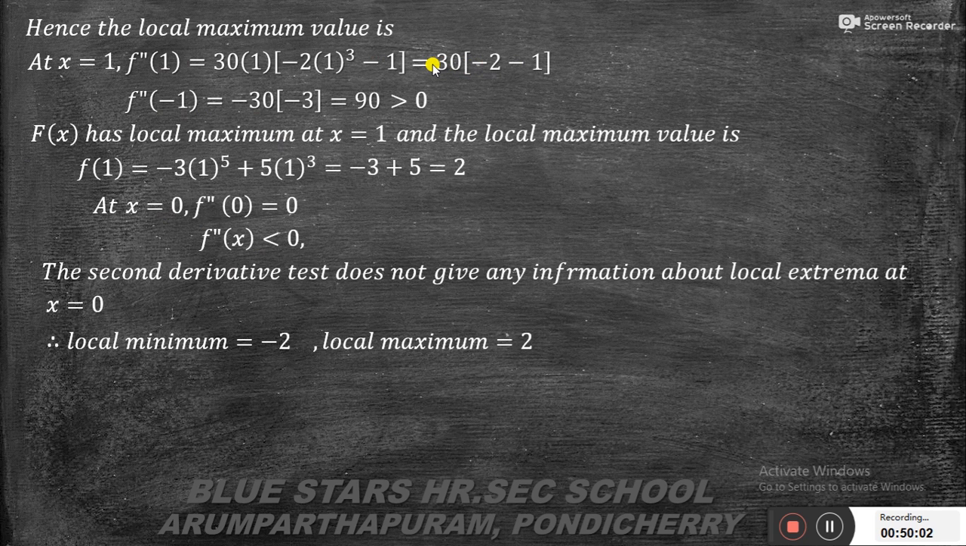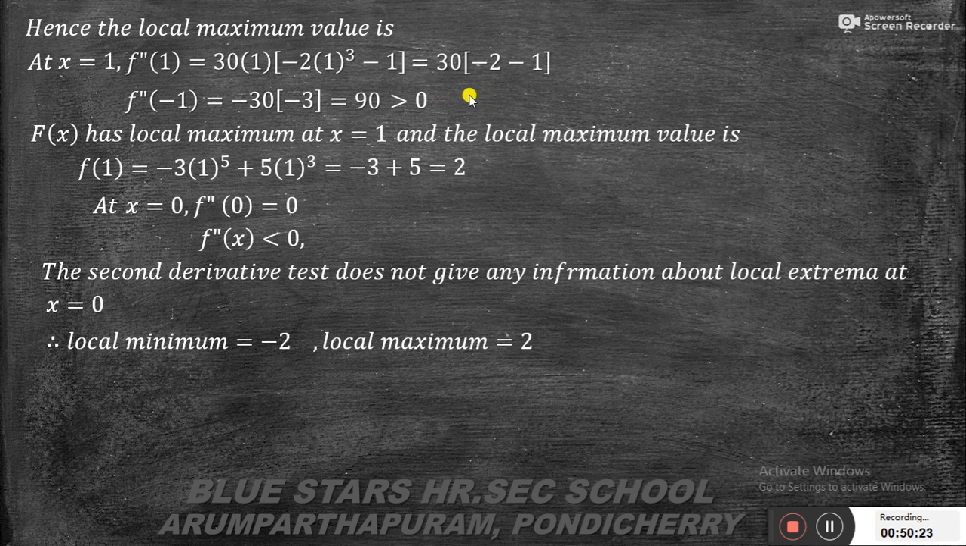So minus 30, not 90. F double dash of 1 equal to minus 30. Minus 30 means we represent it as less than 0. Less than 0 means it is a local maximum. So x equal to 1 is a local maximum.